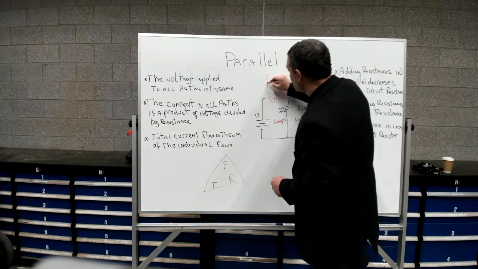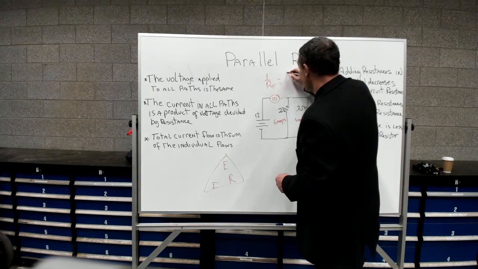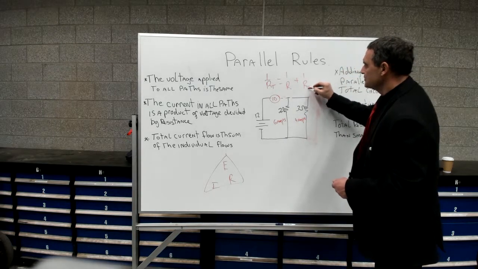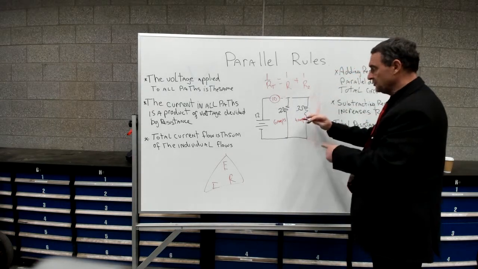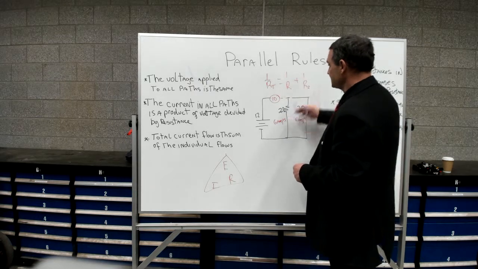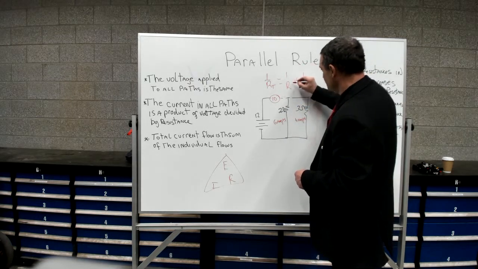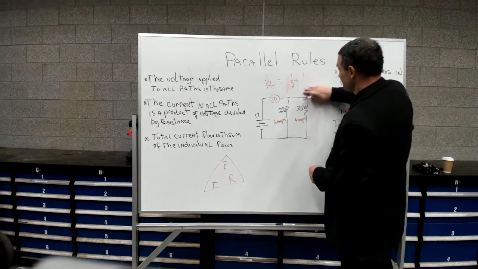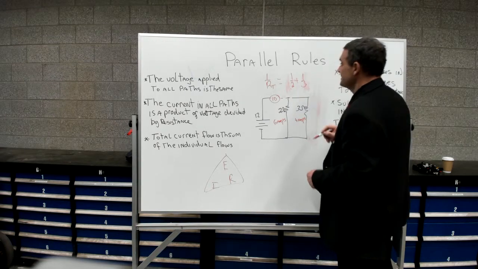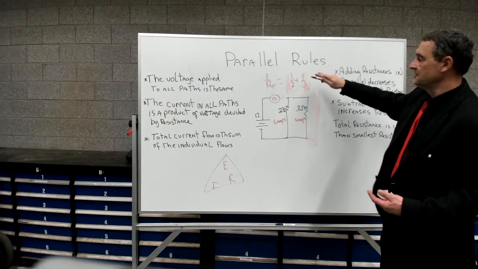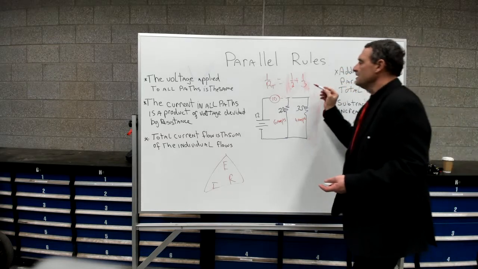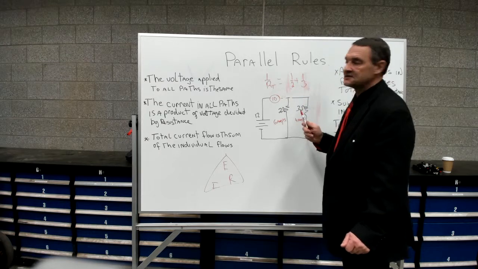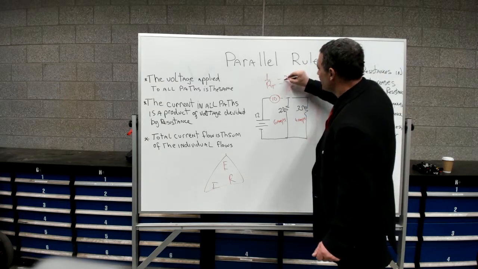So I use 1 over RT equals 1 over R1 plus 1 over R2, and if there was more, I'd just go 1 over R3, 1 over R4, but there's only 2 here. So let's replace these. 1 over R1 is 1 over 2, and on this one, it's 1 over 3. Now, we can't add these together because they have different denominators. They both will go into 6. What times 2 is 6? It would be 3. So it will be 3 over 6.